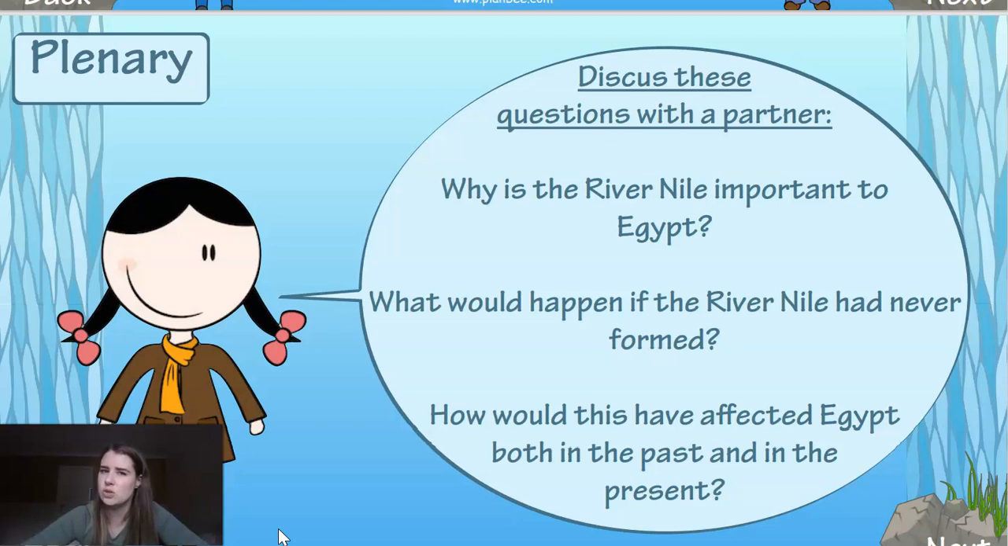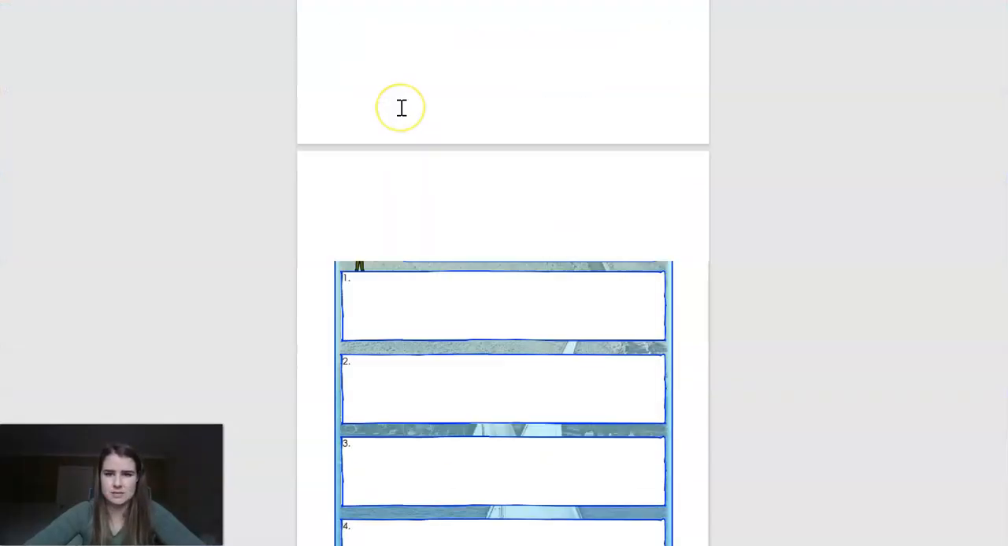So this is digging a little bit into your history. Why would the river have been important in the past? What would it potentially have affected, which would affect effectively our course of history of what we know about Egypt, and how that would have affected things today. So whilst you're thinking about those questions, what I would like you to do is the following.